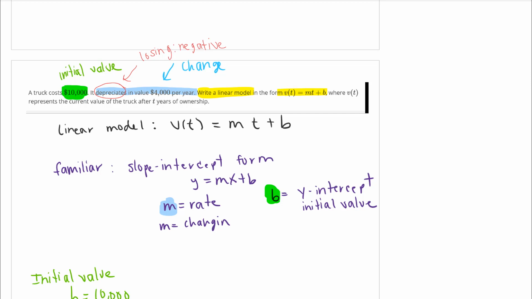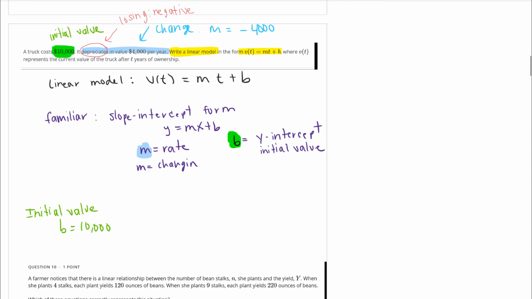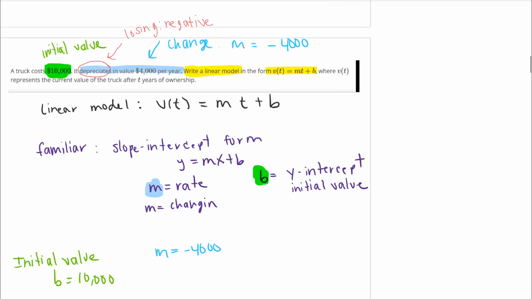So since that is a negative, I can say that my slope is equal to a negative 4,000, because that's how much it's losing money per year. So I know that my m, my rate of change, is a negative 4,000. That means every year the truck loses $4,000.